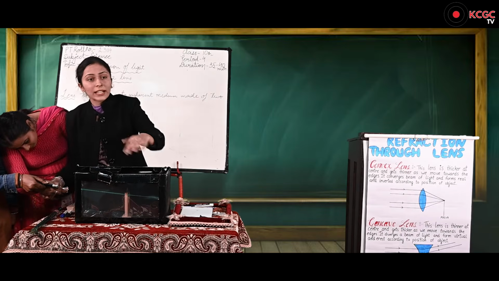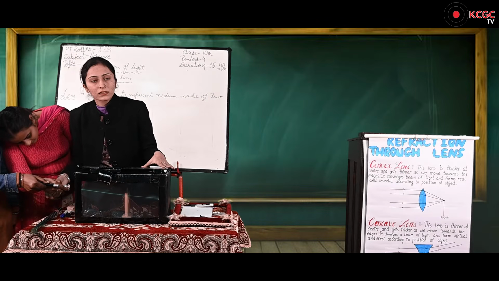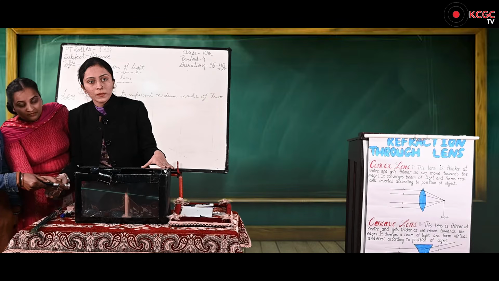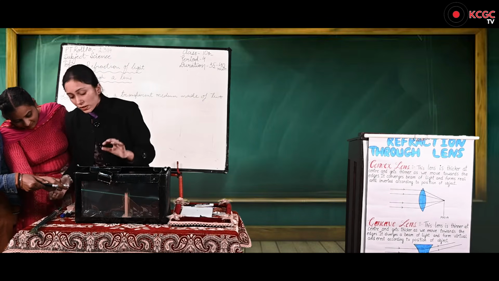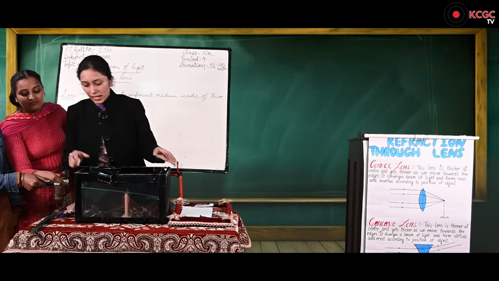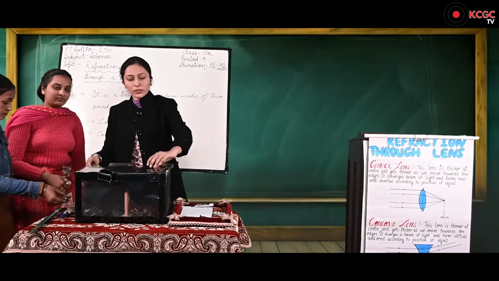Students, what are you observing at the back side of this convex lens? Lines are meeting. Lines are meeting at some point. So I've used a convex lens this time. Okay. Now we're going to use a concave lens.